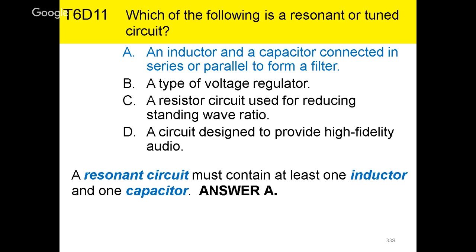Okay, which of the following is a resonant or tuned circuit? Well, the answer is A, an inductor and a capacitor connected in series or parallel to form a filter. And a resonant circuit must contain at least one inductor and one capacitor.